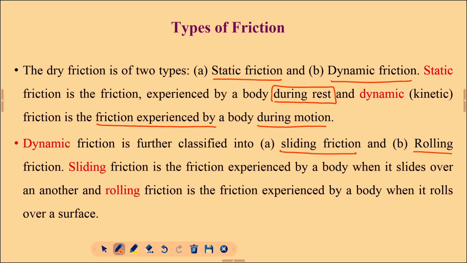Initially we saw those types. With respect to definition, sliding friction is the friction experienced by a body when it slides over another, and rolling friction is the friction experienced by a body when it rolls over a surface.